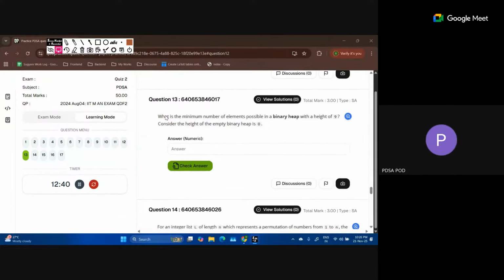Minimum number of elements possible in a binary heap with a height of 9. Consider the height of the binary heap is 0.